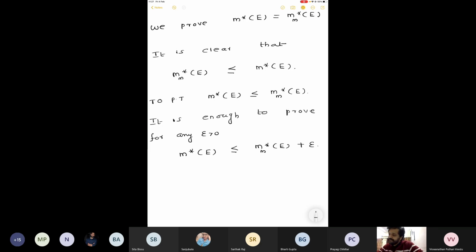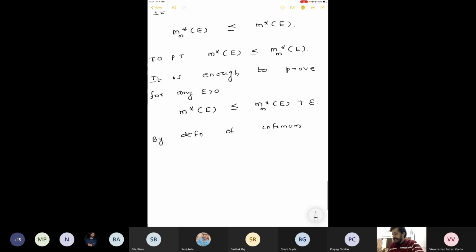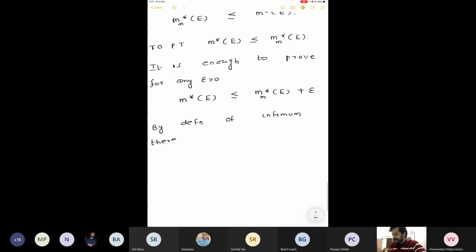Do you agree? Yes, sir. Now, MM star E by definition is an infimum. Therefore, MM star E plus epsilon cannot be a lower bound. Okay, apply that. By the definition of infimum, there exists, I am considering the definition of MM star E.